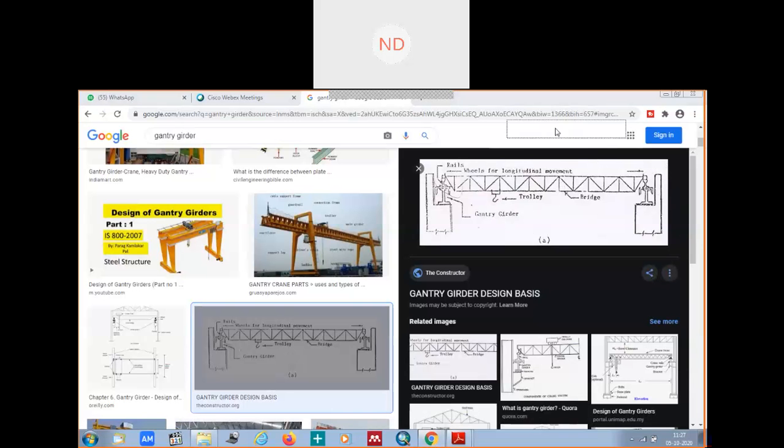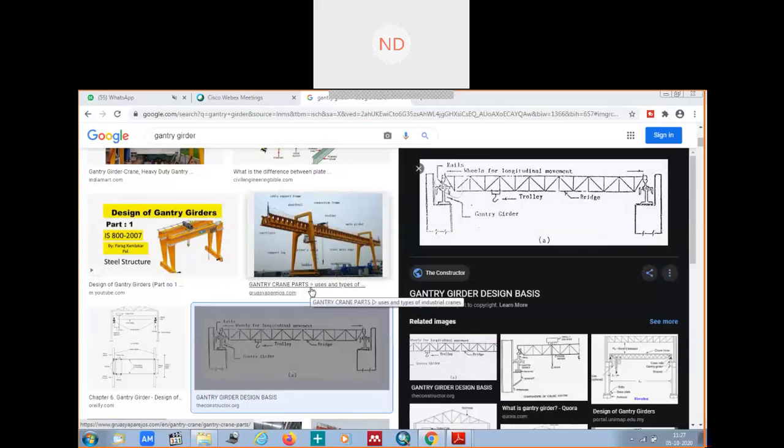If I show you this figure here, you see, these are your gantry girders which are laterally unsupported. And these are used for carrying heavy loads from one place to another in industrial buildings, such as factories, workshops, lifting.